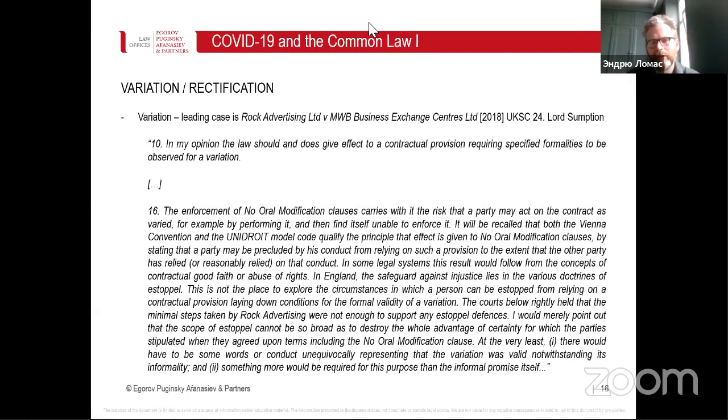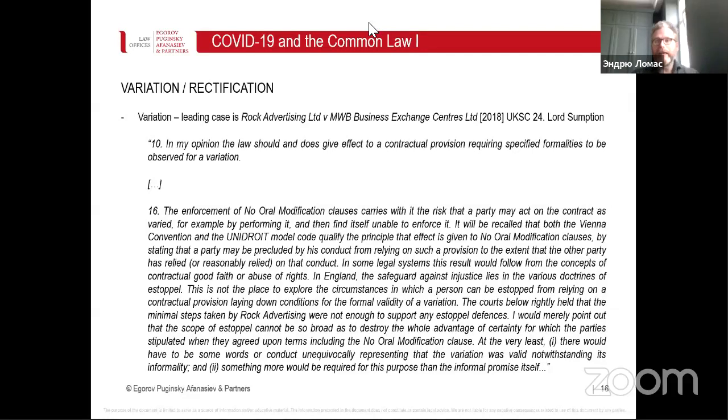of certainty, that word again, certainty, for which the parties stipulated when they agreed upon terms including the no oral modification clause. At the very least, there would have to be some words or conduct unequivocally representing that the variation was valid, notwithstanding its informality. And two, something more would be required for this purpose than the informal promise itself. So pausing there before we get on to rectification.